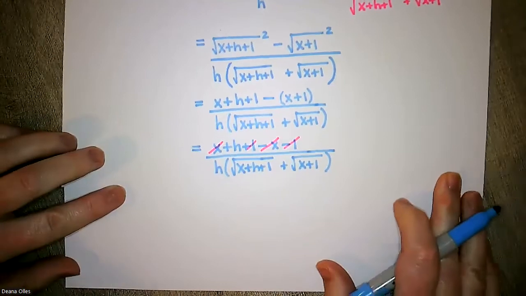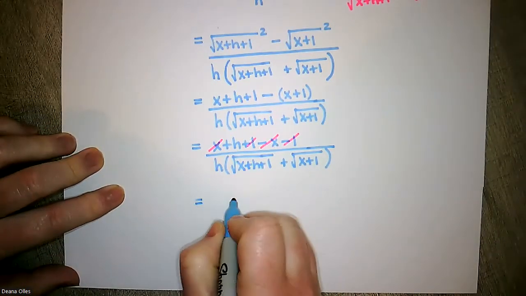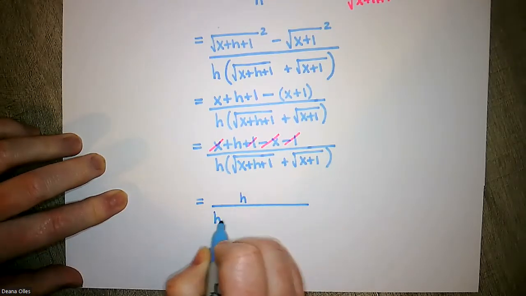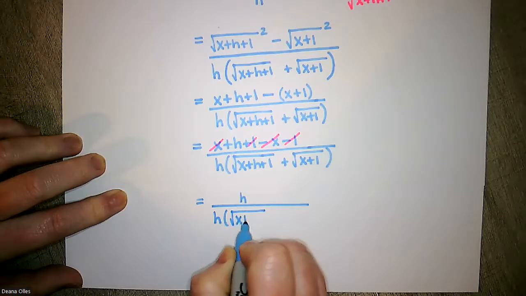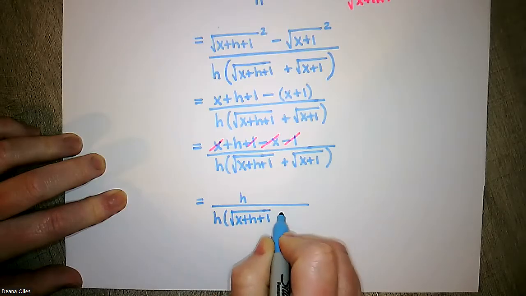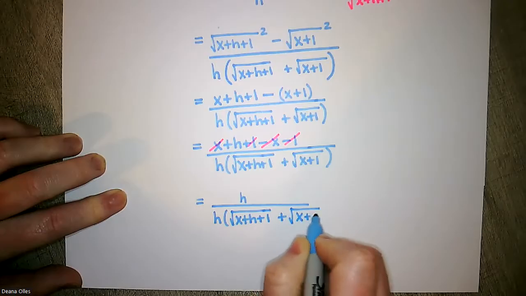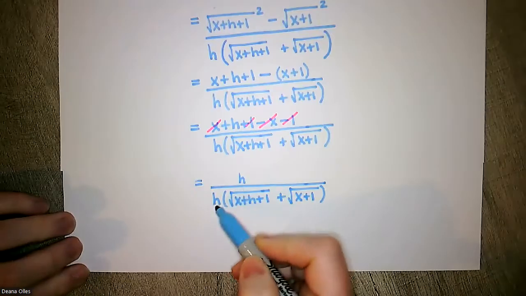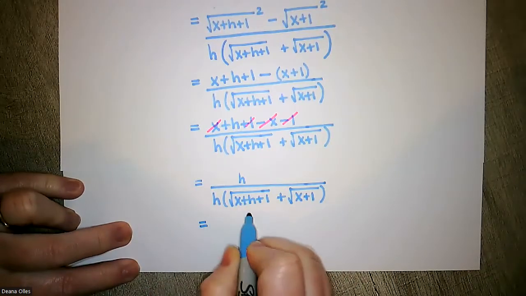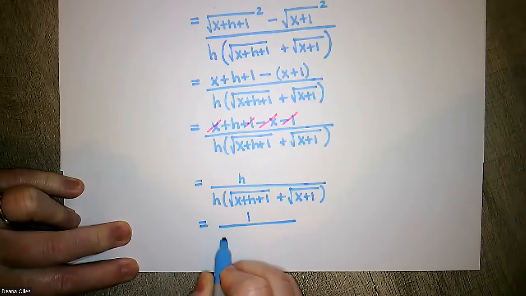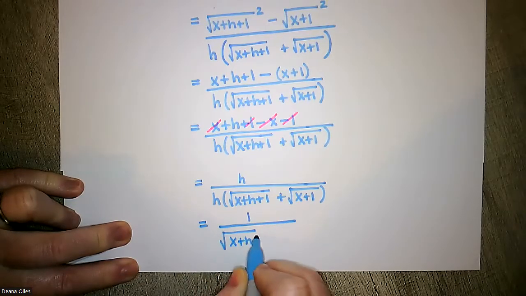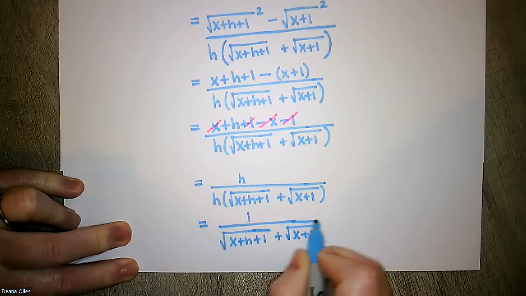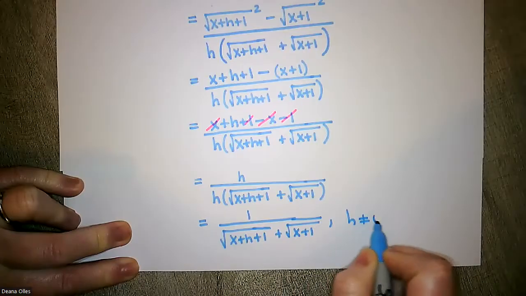So let's go ahead and rewrite what we have here. So that's going to be H divided by H times the quantity square root of X plus H plus 1 plus the square root of X plus 1. And again, look at that. You can cancel out those H's as long as we make sure that we note that this is a true statement for all H not equal to 0.